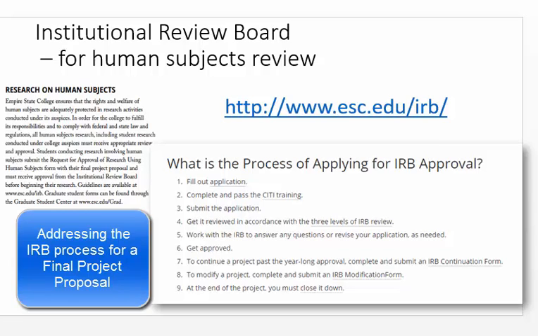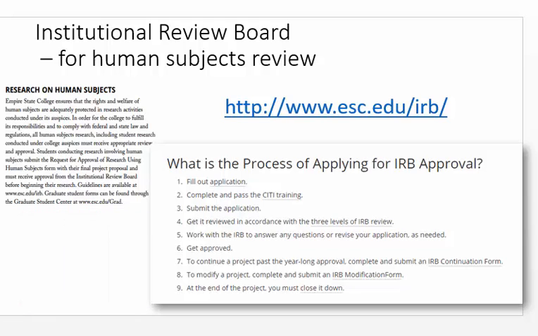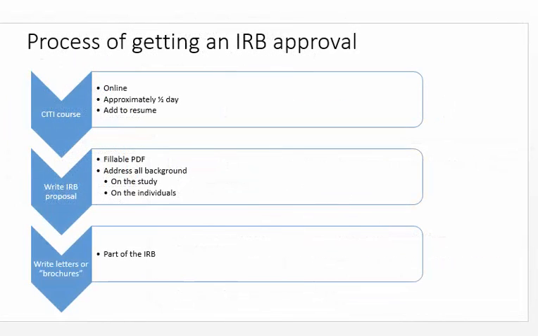The IRB process at Empire is described in the graduate catalog that you see excerpted here. You gain access to the process through the link shown here as well. Securing an IRB is a multi-step process. You need to have successfully completed the CIT process and then complete an application form that addresses your audience and your project. As part of this application process, you're going to be submitting letters or brochures that explain your intended work.